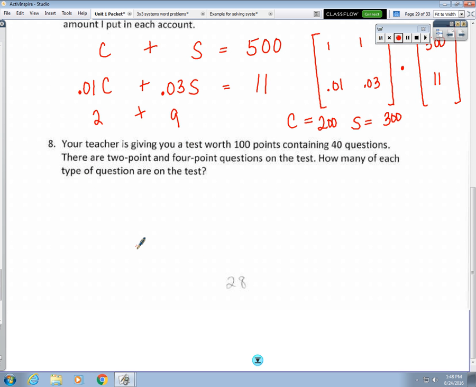Your teacher is giving you a test worth 100 points containing 40 questions. There are 2-point and 4-point questions on the test. How many of each type of question are on the test? What do you want your variables to be? Okay, that's fine for this one because since they're both questions, there's really not 2 different variables you can think of. Okay, what'd you do for the first one?